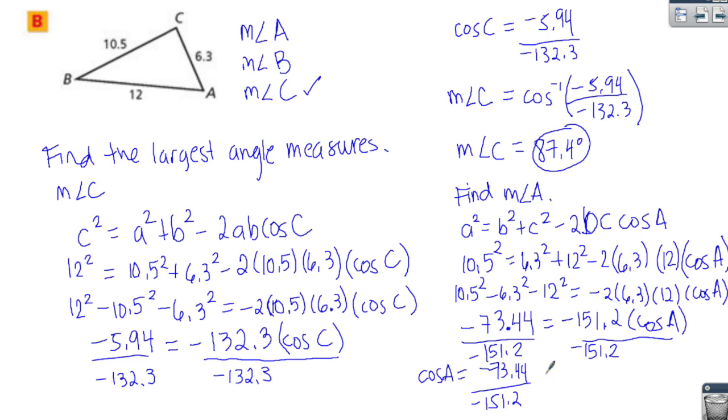All right, I'm sort of running out of space, so let's see if I can continue to fit this in. But remembering that we're actually solving for an angle measure, that means we need to find and use the inverse function. To find the measure of angle A, we need to use the inverse cosine of negative 73.44 over negative 151.2. I did not write it here. Okay, so go ahead and evaluate this in your calculator and see if we result in the same angle measure.